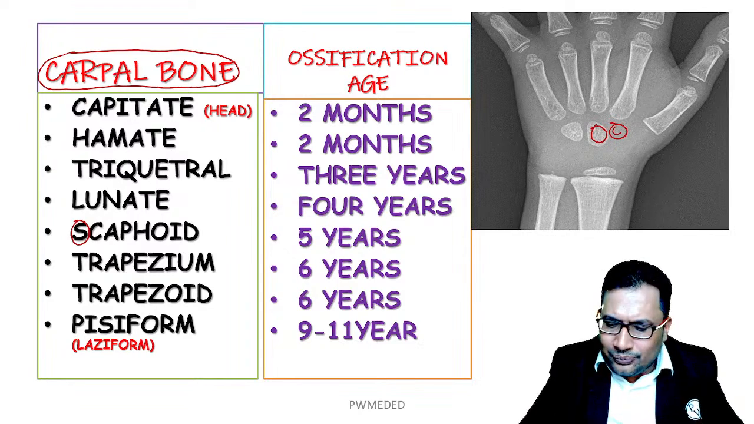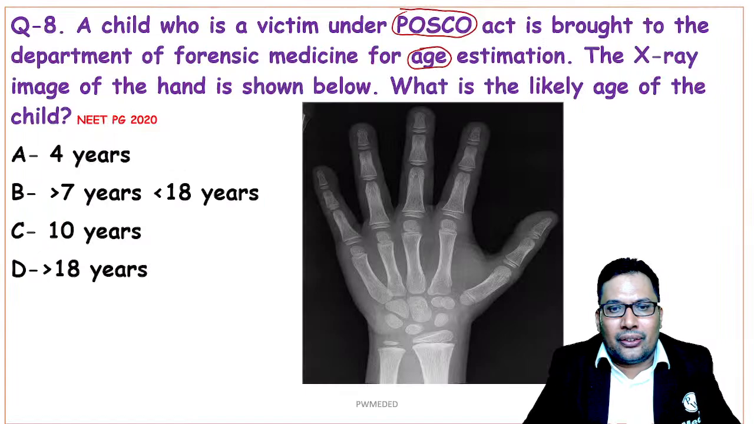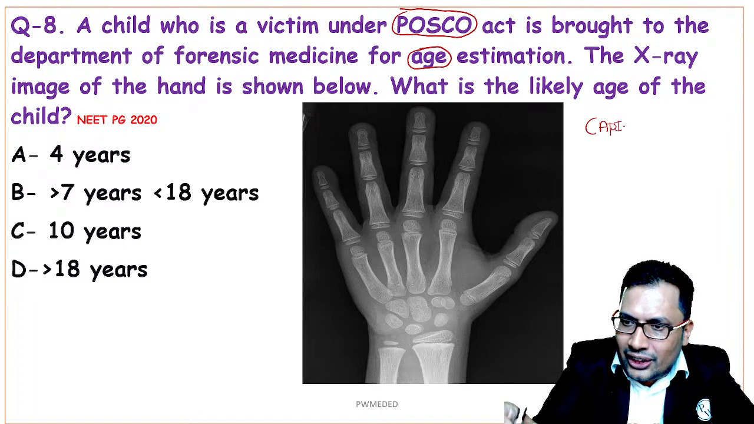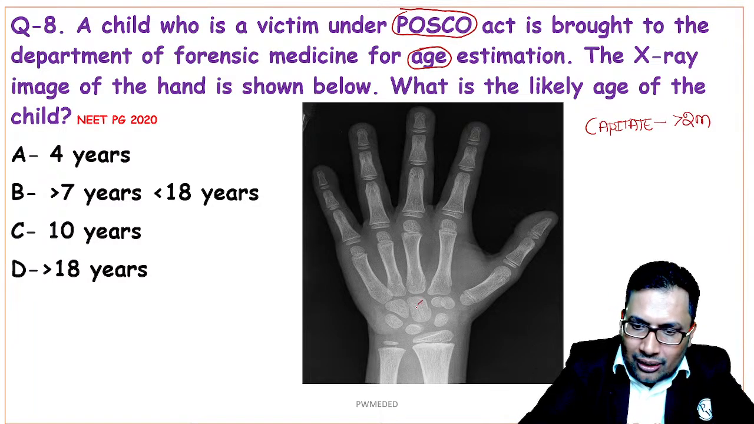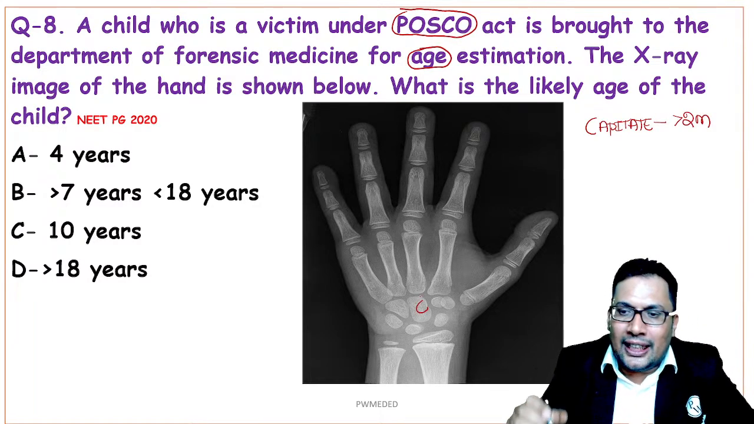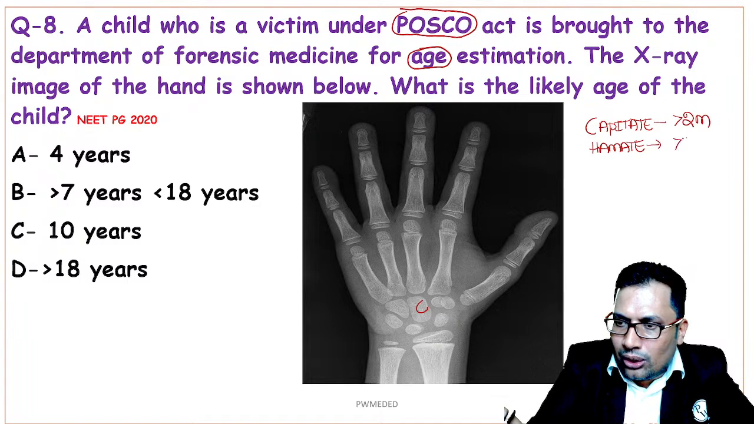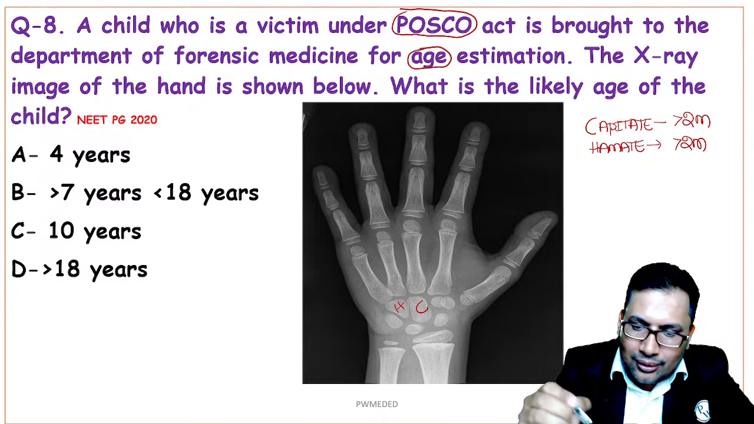Now look at this, all of you. With this 9 to 11 years, come back to this. You can see here, this is the capitate. Capitate means that is more than 2 months. Next to capitate is the hamate. Hamate has a hook. So more than 2 months. You can see here hamate.